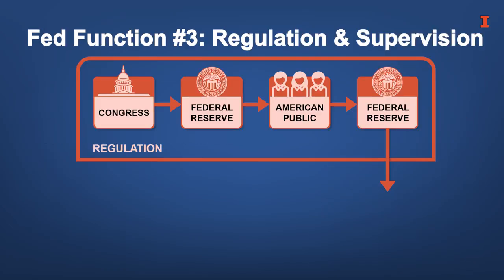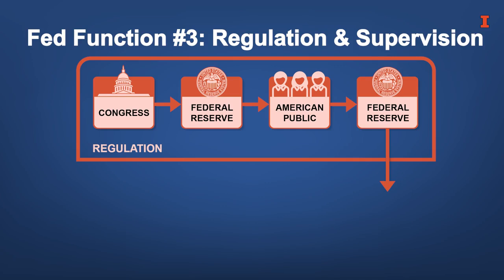The third key function of the Federal Reserve is to regulate and supervise financial institutions. Regulation and supervision are distinct but complementary activities. Regulation relates to the writing of rules. These rules often place restrictions on financial institutions. This process starts with legislation in Congress. This gives the Federal Reserve the authority to draft rules. With input from the public, the rules are finalized and published.